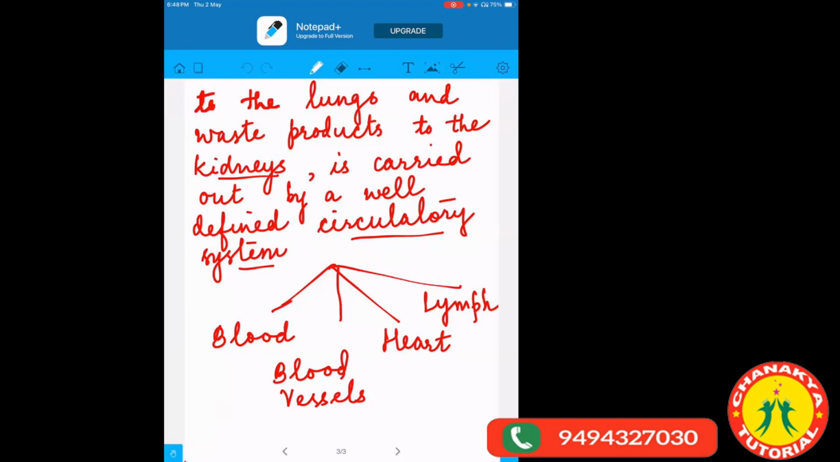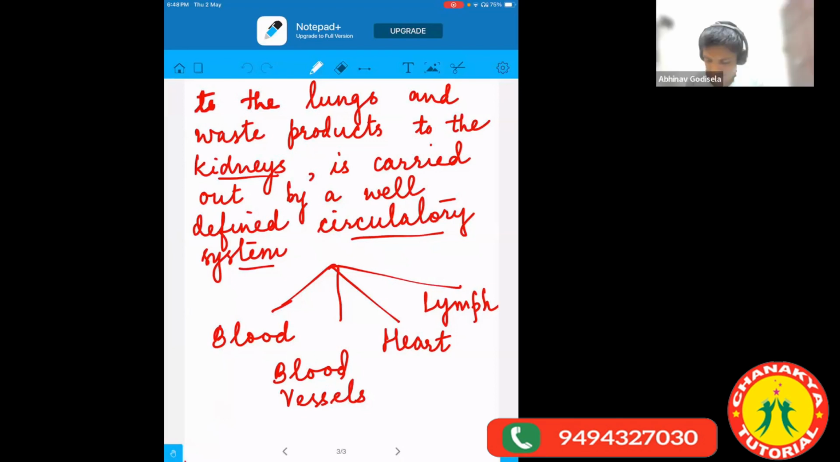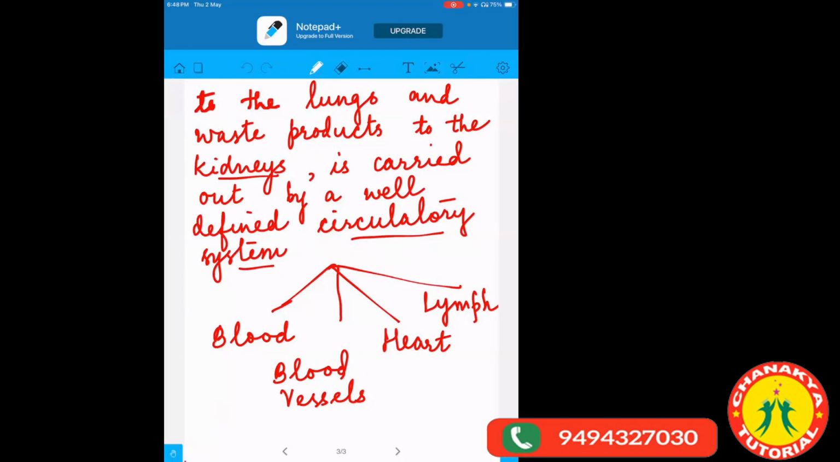Now, shall we go to the next one? One by one, we'll be studying these four different components included in the circulatory system: blood, blood vessels, heart, and lymph.